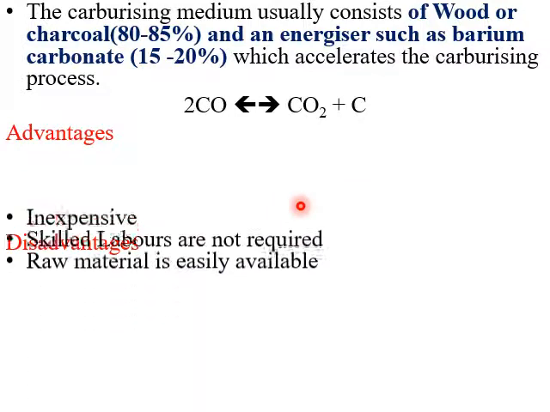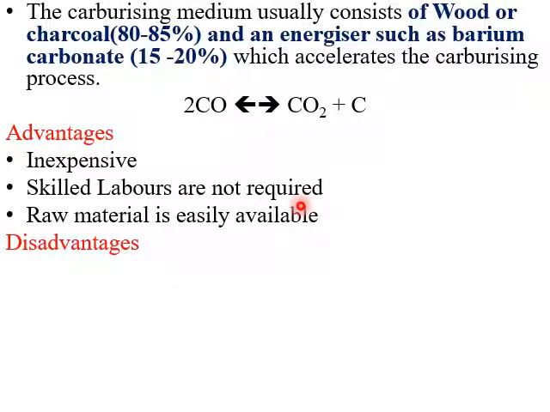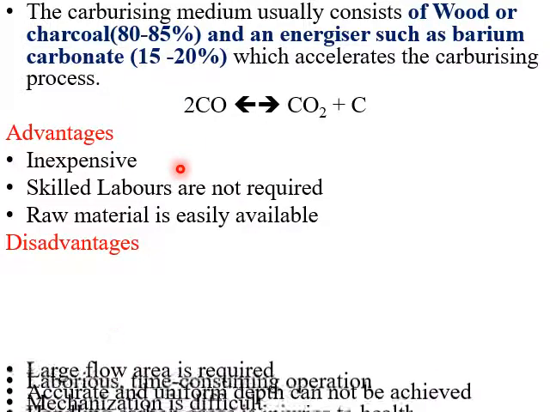Now when we look into the advantages here, this is inexpensive because we need not spend more money on charcoal and so on. Skilled labor is not required. You just take charcoal, put the specimen into it and pack it. Heat that to a particular temperature if you want to speed up the process, and we will end up with carbon atoms diffusing into the surface. The raw material is easily available, the wood or the charcoal which we use as a medium.